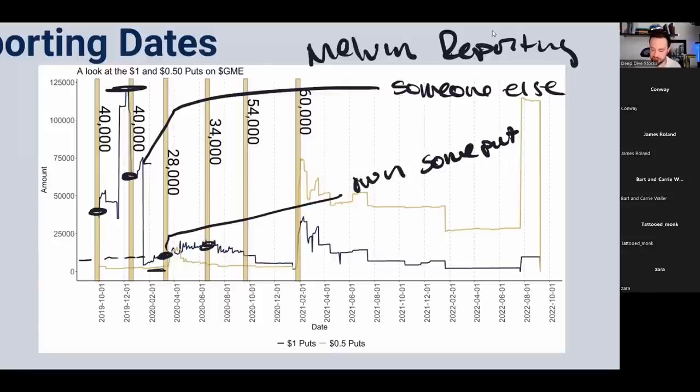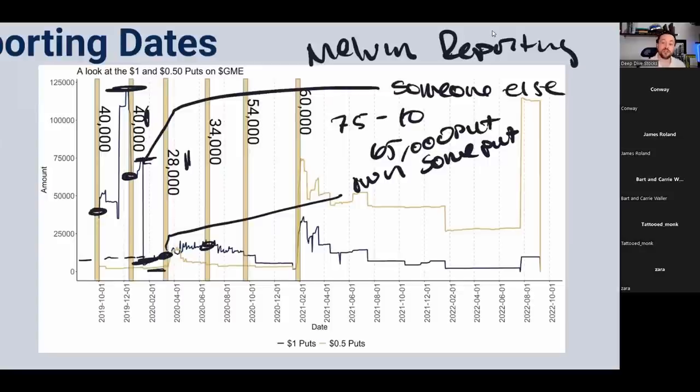But we do see that there is a huge drop, 75 to, we'll say 10, right? So there's a 65,000 put drop here in a single day. And it also just so happens that their numbers in that time period go from 40,000 to 28,000. So that does suggest that these $1 puts probably were some of the puts that they were reporting.